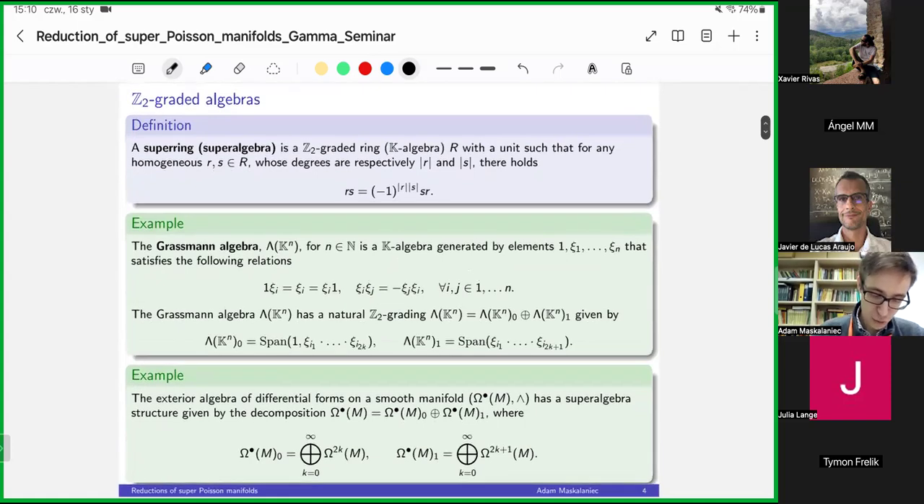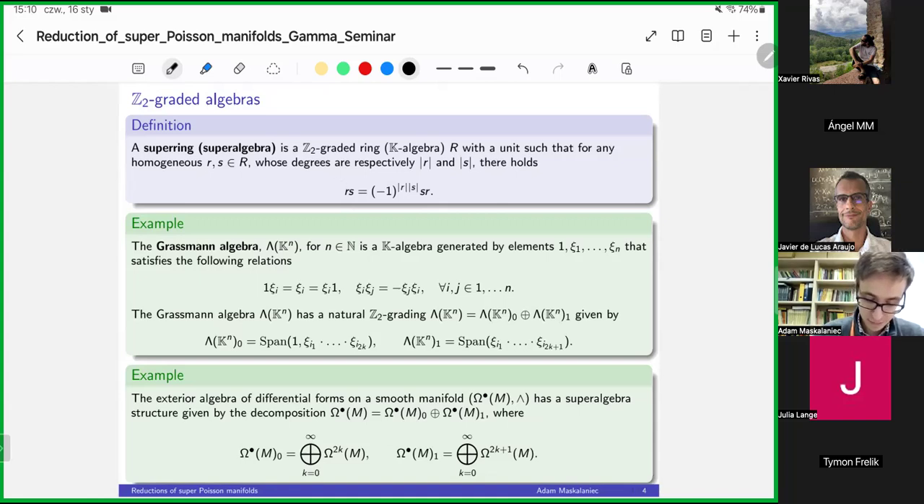Okay, so a notion that formalizes introduction of those anticommuting variables into differential geometry is a superring or a superalgebra. That is a Z2-graded ring with a unit such that for any two homogeneous elements, with degrees respectively denoted by |r| and |s|, we have such a graded commutation rule.